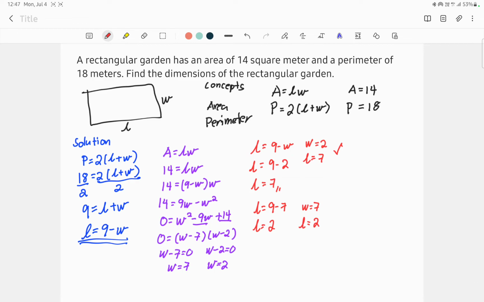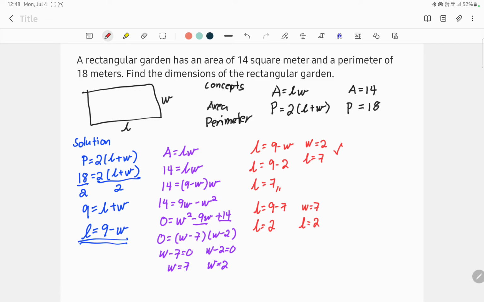However, some may not agree that the length is 2 and the width is 7 in context, because culturally we say that the length is longer than the width. There is no strict rule on it, but that's why it could be unacceptable to some. For me, if I'm going to teach, I would go with the culturally correct one, which is the length is 7 and the width is 2.